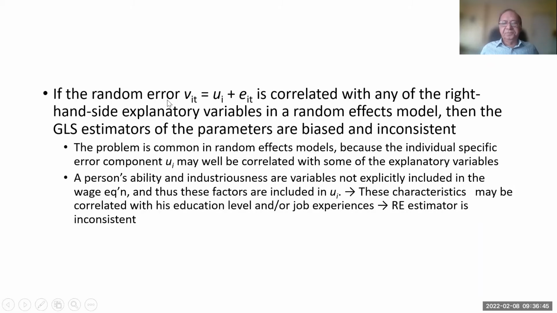If random error, say random error V_it is equal to u plus e_it, is correlated with any of the right-hand explanatory variables in the random effect models, then the GLS estimators of the parameters are biased and inconsistent. So if there is any correlation, then there is a bias in the system. The problem is common in random effect models because the individual specific error component may well be correlated with some of the explanatory variables. So the error term may be correlated with the explanatory variables. A person's ability and industriousness are variables not explicitly included in the wage equation. Thus, these factors are included in the error term.